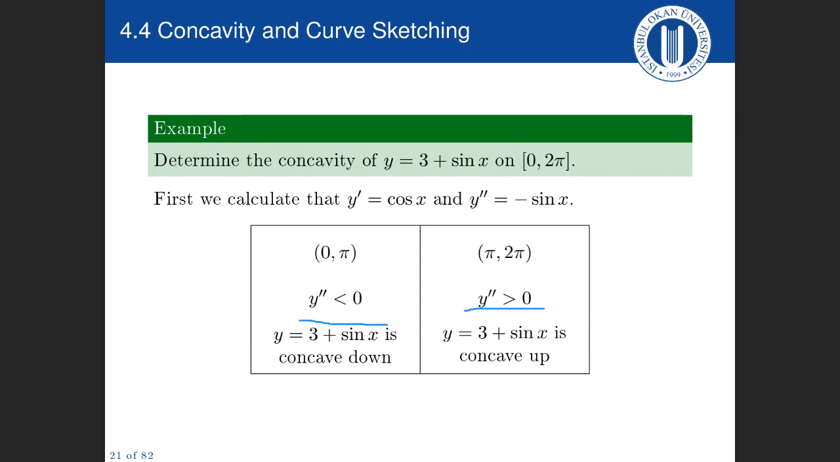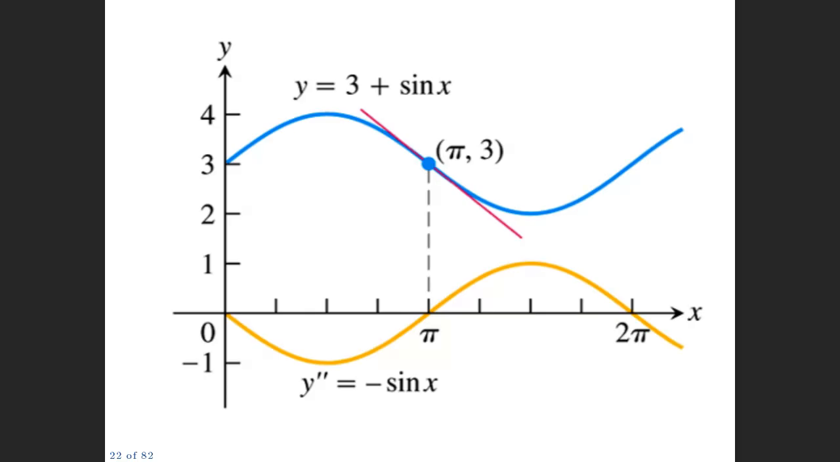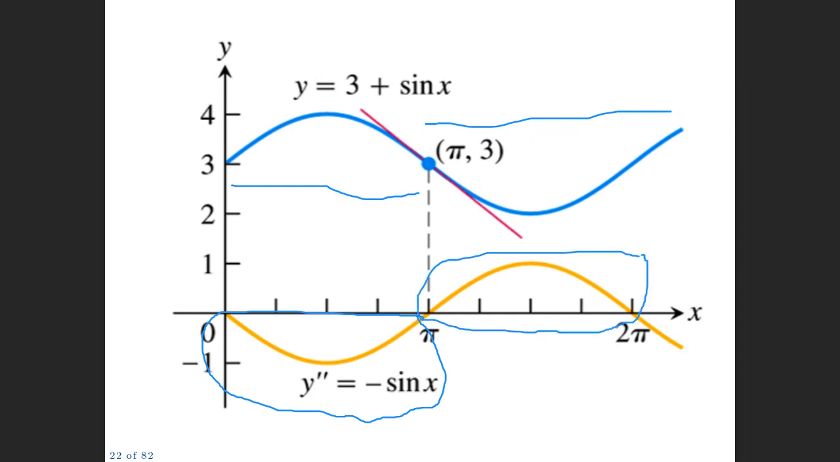I'm going to show you the graph of this function now. We're looking at the blue graph. The graph is concave down between 0 and pi, and then between pi and 2 pi, the graph is concave up. That's because the second derivative is negative between 0 and pi, and the second derivative is positive between pi and 2 pi.